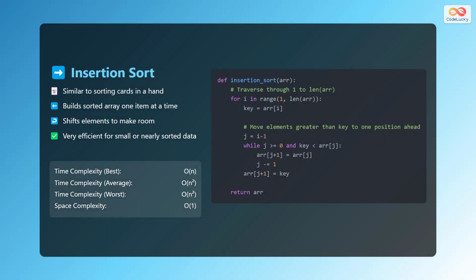Now let us discuss insertion sort. This algorithm is similar to how we sort cards in a hand. It builds a sorted array one item at a time, shifting elements to make room for the new element. Insertion sort is very efficient for small or nearly sorted datasets. The time complexity of insertion sort in the best case is O(n), in the average case is O(n²), and in the worst case is O(n²). The space complexity is O(1).